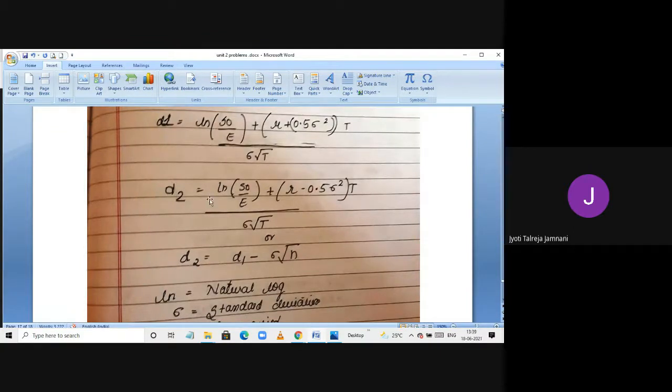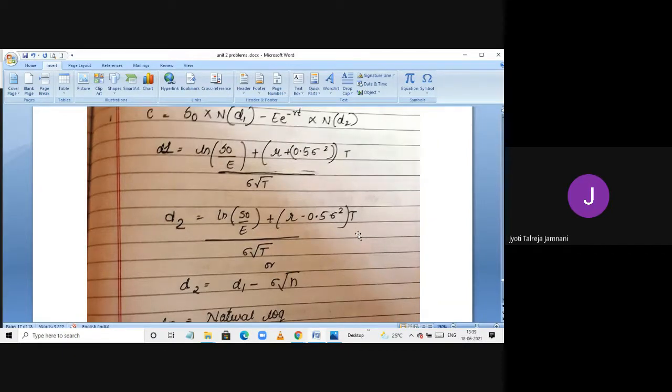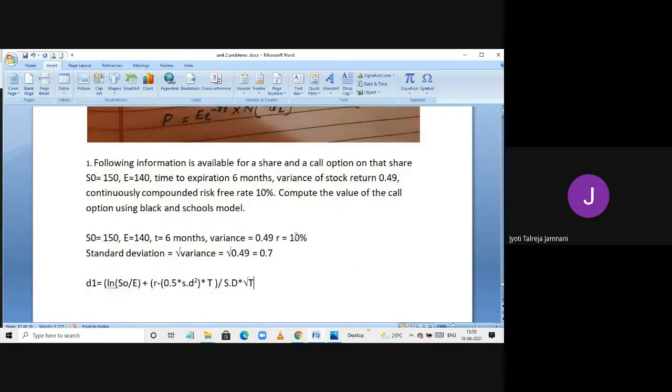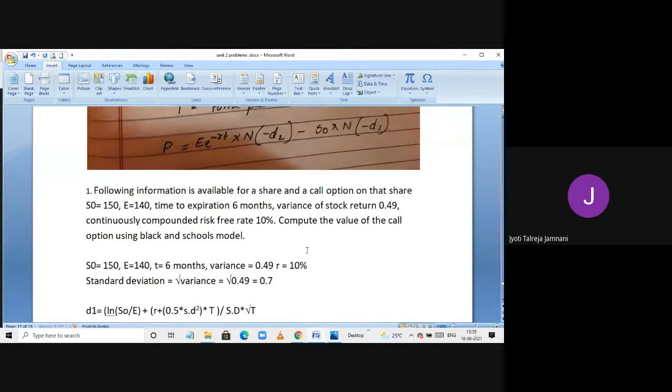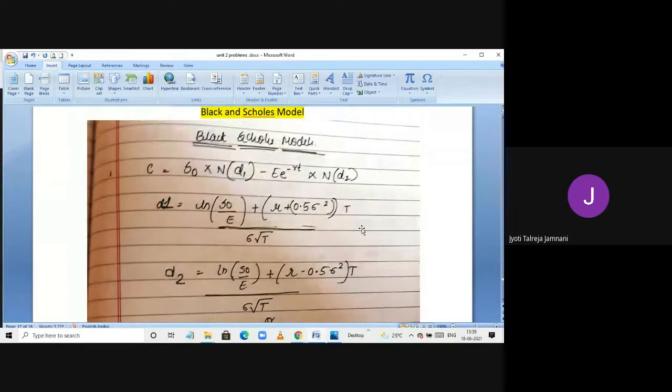I'll wait for a minute. D2 is equal to natural log of S0 divided by E plus R minus 0.5 standard deviation square into T, the whole divided by standard deviation into square root of T. For D1 it is plus, for D2 it is minus. So for D1 I had written plus here, sorry, R plus. Are you writing down? Should I wait? Yes, ma'am. Once you're done, let me know so we can start solving. Ma'am, that square is only for SD, right? Yes, that square is only for the standard deviation.